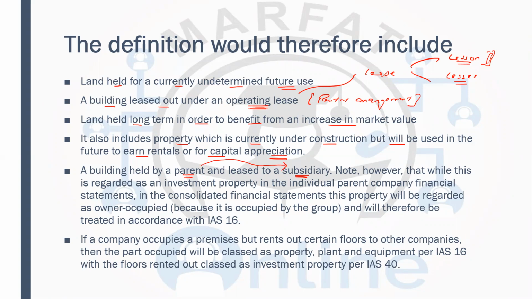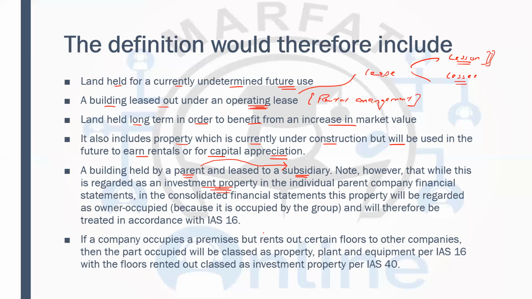So you see, when a parent has leased out a building or a property to the subsidiary, in the individual books of the parent, in the individual financial statements, it is going to be recorded as an investment property, right? It is going to be recorded as an investment property because the parent has given the building to the subsidiary on rent. So in the individual books of the parent, it is going to be recorded as the investment property.